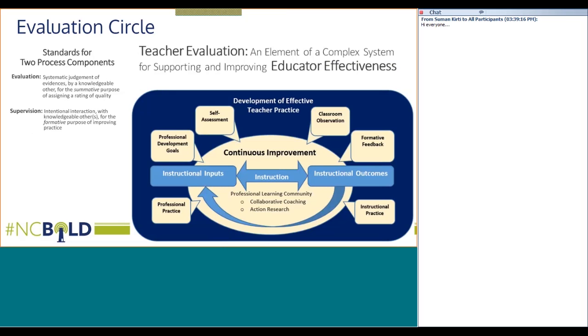So the graphic in the center of the slide gives us some insight into the continuous improvement cycle that happens during the year. So if you look at the center lighter blue component, the teacher brings instructional inputs to the class, provides the instruction, then determines the instructional outcomes, which then, as you see the arrow, would then loop back around to inform the teacher input again into the next lesson, always reflecting for improvement.